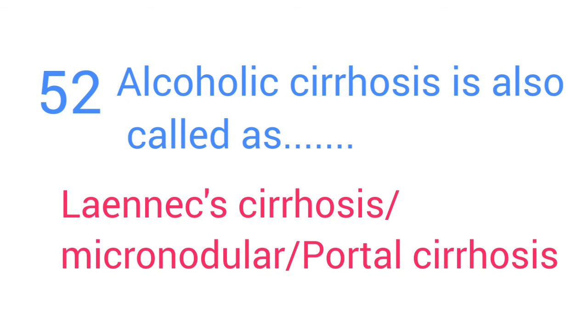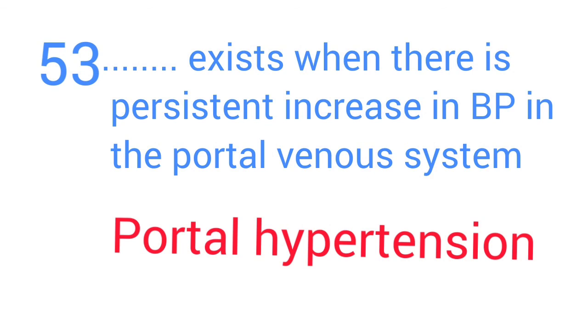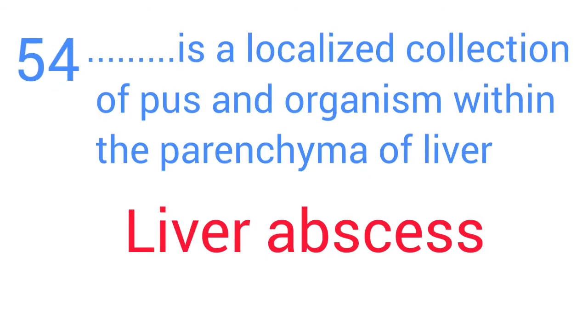Alcoholic cirrhosis is also called Laennec's cirrhosis or micronodular or portal cirrhosis. Dash exists when there is persistent increase in BP in the portal venous system. Portal hypertension. Dash is a localized collection of pus and organisms within the parenchyma of liver. Liver abscess.